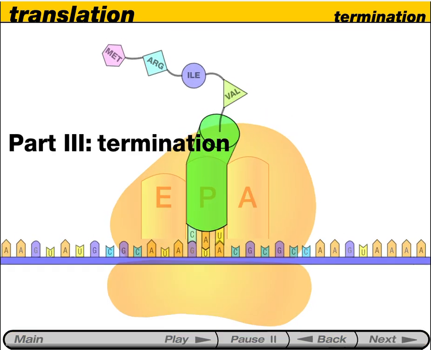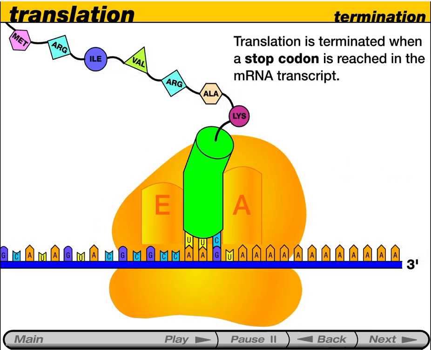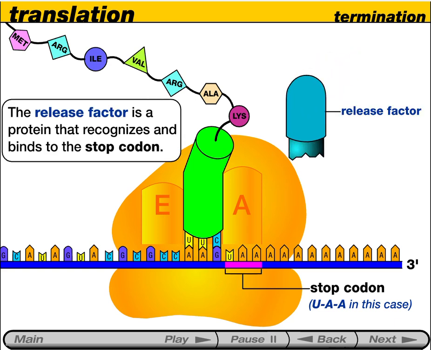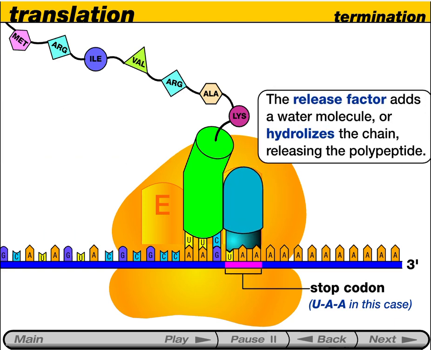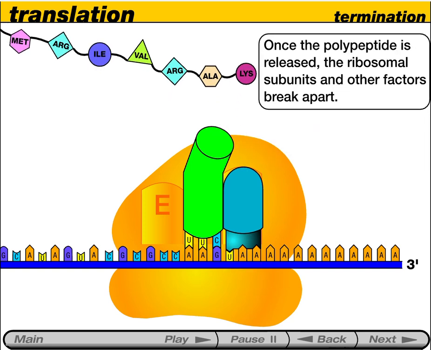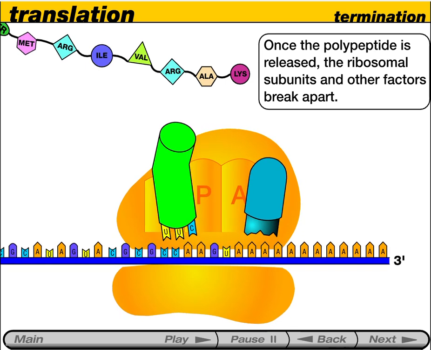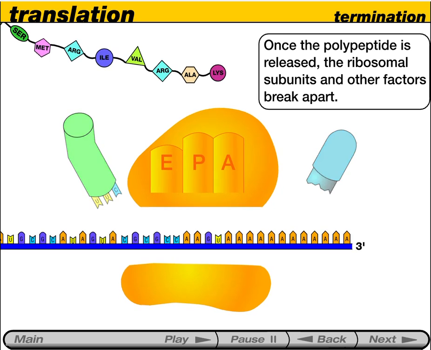Part 3, termination. Translation is terminated when a stop codon is reached in the mRNA transcript. The release factor is a protein that recognizes and binds to the stop codon. The release factor adds a water molecule, or hydrolyzes the chain, releasing the polypeptide. Once the polypeptide is released, the ribosomal subunits and other factors break apart.